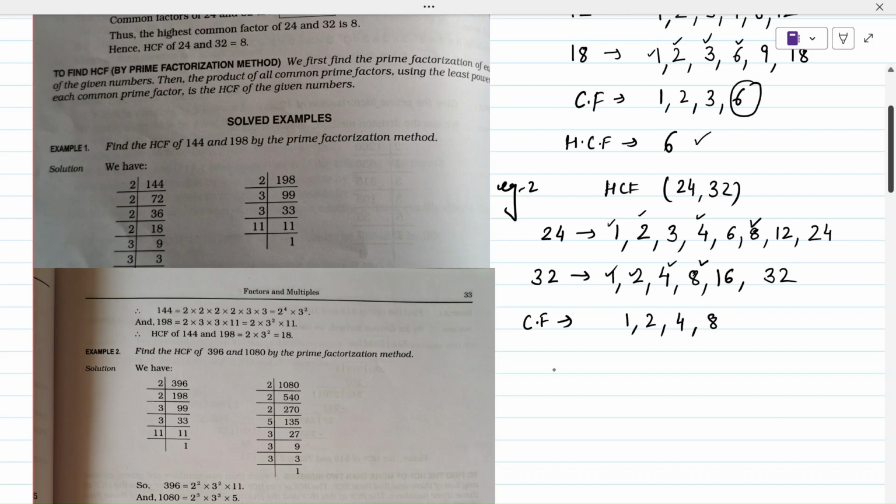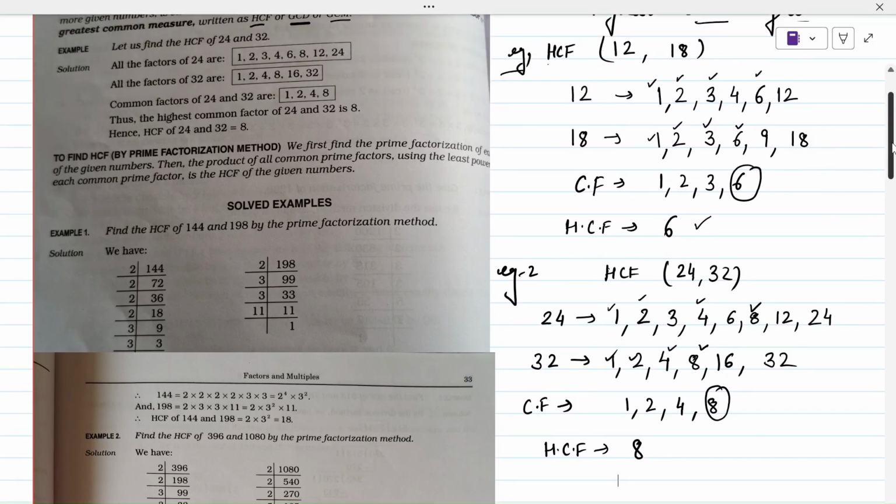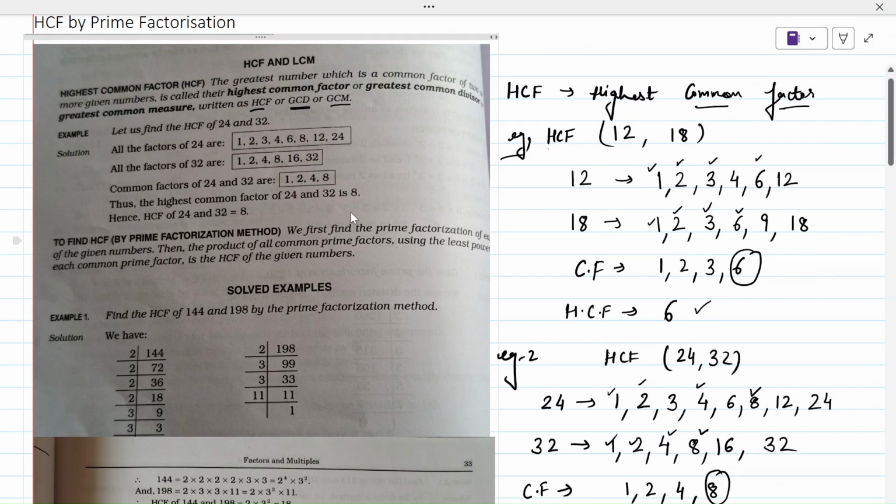And out of this, what we have to do? We have to find the highest common factor. The highest number is 8 here. So 8 is the HCF or the highest common factor, and the same has been written here also. Okay, so now we know how we have to find the HCF using the common factor method. This can also be called the common factor method.